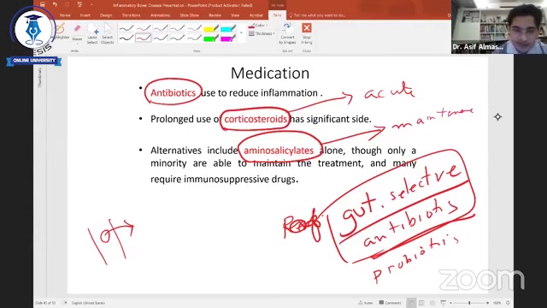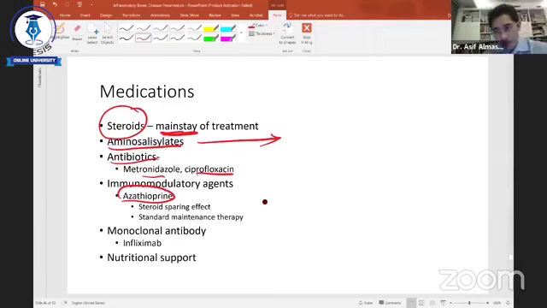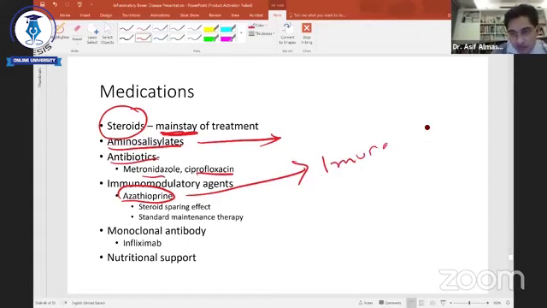Steroid is the mainstay of the treatment. Aminosalicylates, these are maintenance of remission. Antibiotics, metronidazole, ciprofloxacin are used. Immunomodulatory agents like azathioprine, very important. If you remember, we cannot continue steroids for a very long time. That's why we use immunomodulators like azathioprine. This you'll get as Imuran. This has a steroid sparing effect, and also maintenance therapy can be used.